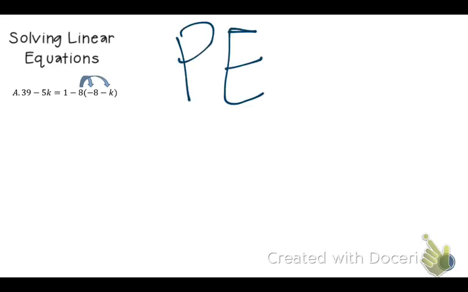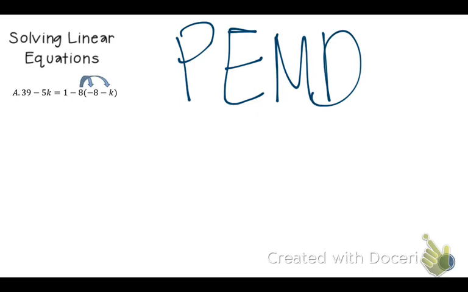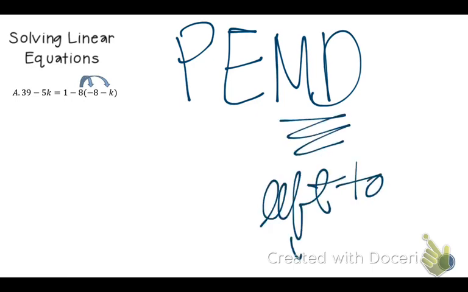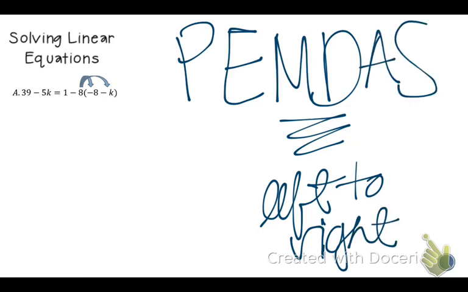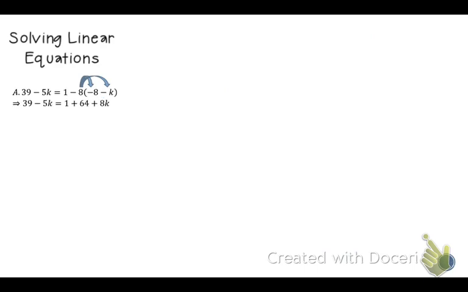Parentheses, exponents, multiplication and division at the same time. So it's just left to right. And then addition and subtraction, PEMDAS. Okay? Please excuse my dear Aunt Sally. Or I'm sure there's other things that you've remembered. But we multiply that in, so you get 64 plus 8k.